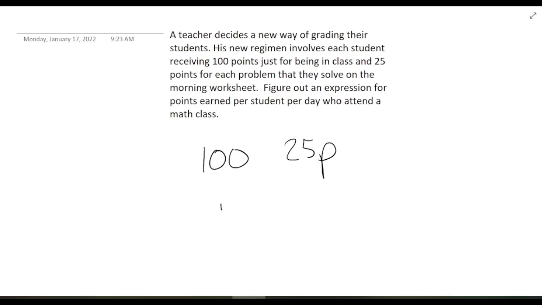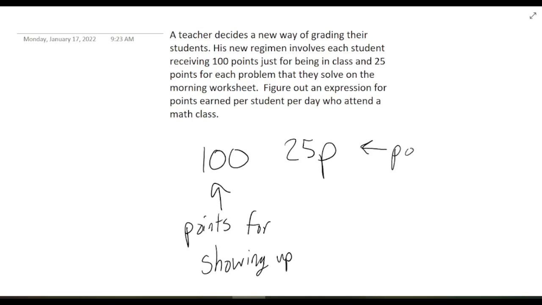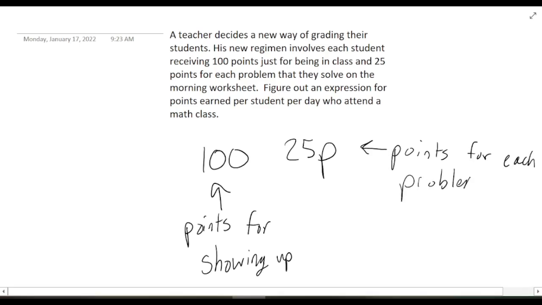So this 100 is points for showing up. And this 25P will be points for each problem solved. And we can see that the word problem does not give us any other number, does not give us any other information. So these are the two that we have to work with.